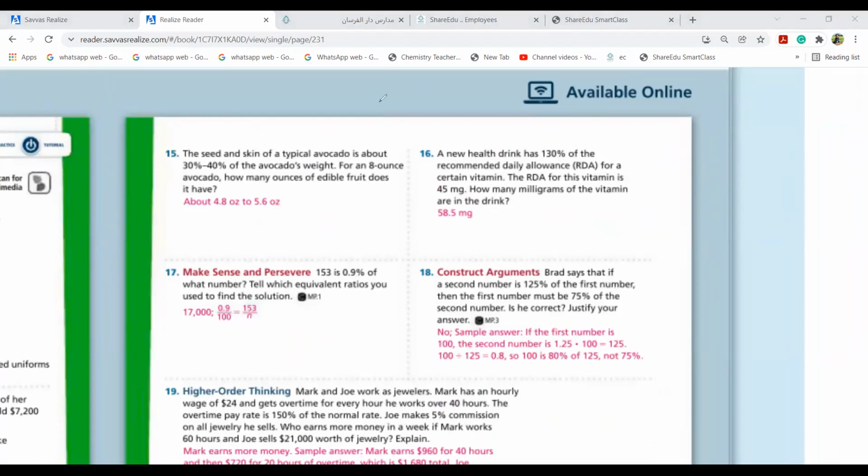The seed and skin of a typical avocado is about 30 to 40% of the avocado's weight. 30 to 40% of the weight. How much is the weight of the avocado? 8 ounces. Yeah, so you have to find 30% of 8 and you also have to find 40% of 8. So girls, just with your calculator, if I take my calculator here, let us see whether you can see the calculator or not.